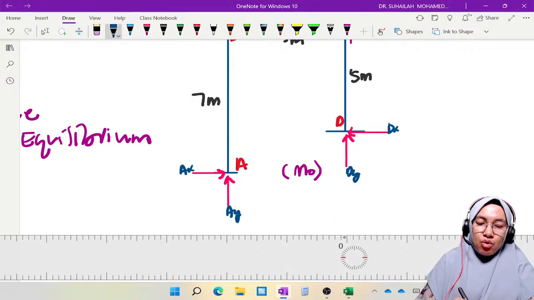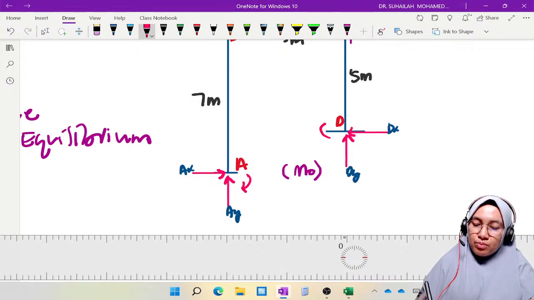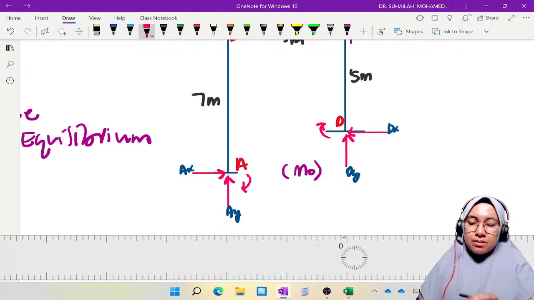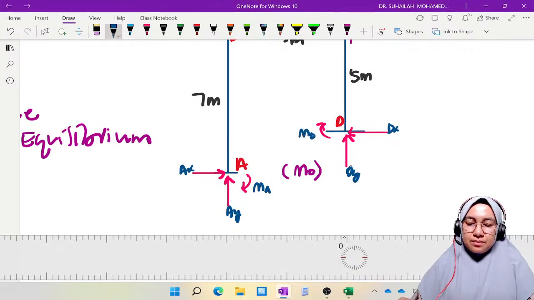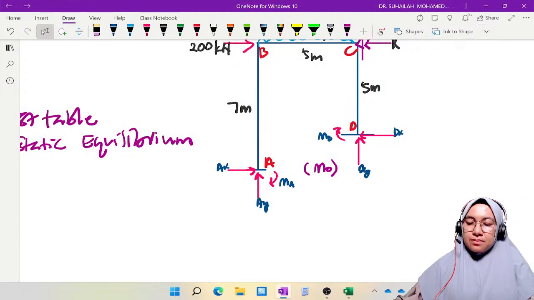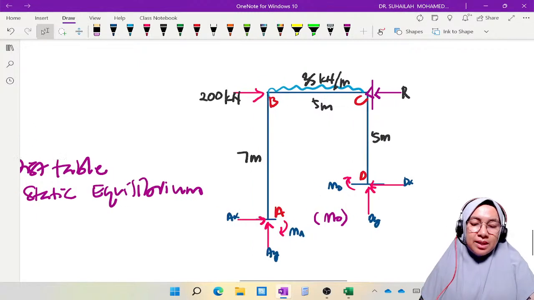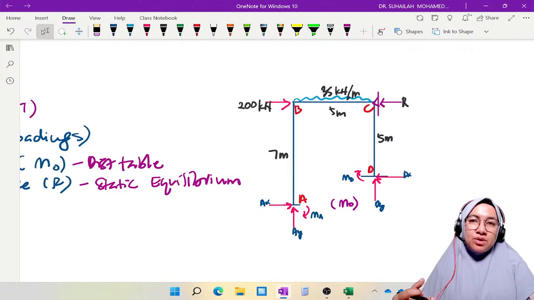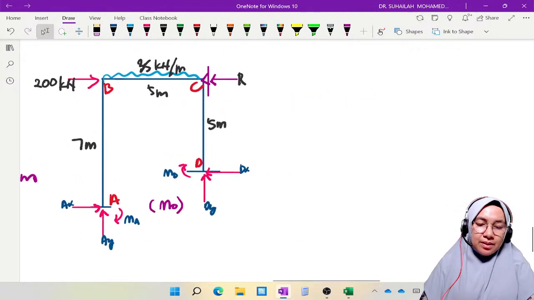And then the moment at fixed, the moment. So this is MA, this is MD. This will be the diagram we use to analyze the end moment and restraining force R. And this is for the first table.